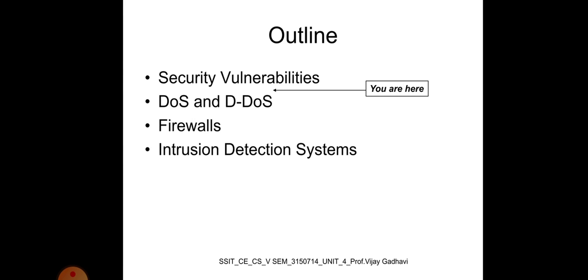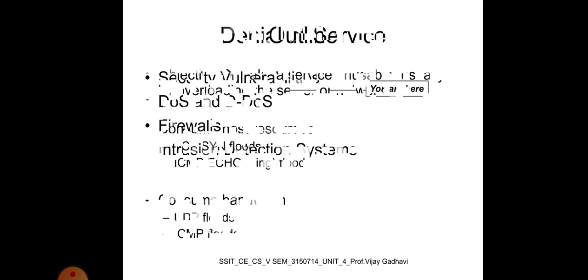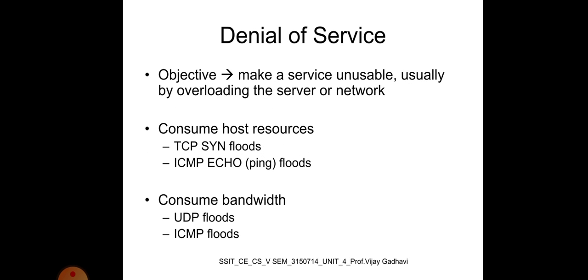Now we enter the second outline topic, which is denial of service. The main objective is to make a service unusable, usually by overloading the server or network. It consumes host resources: TCP SYN flood, ICMP echo, that is network ping floods, and consumes bandwidth, that means UDP floods and ICMP flood.